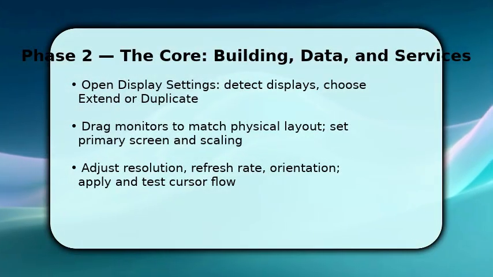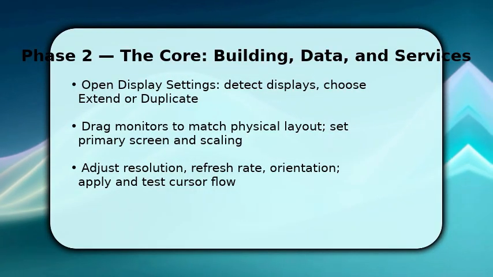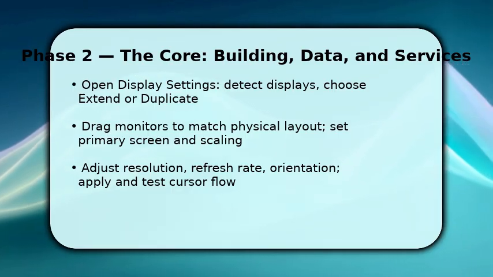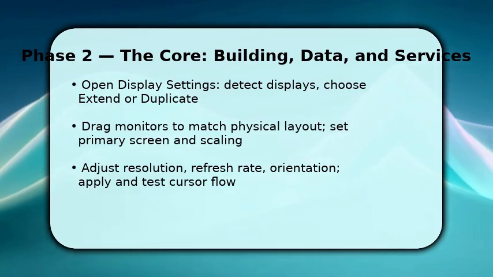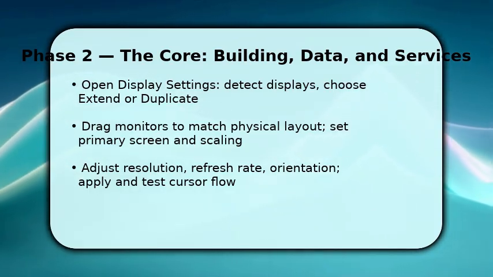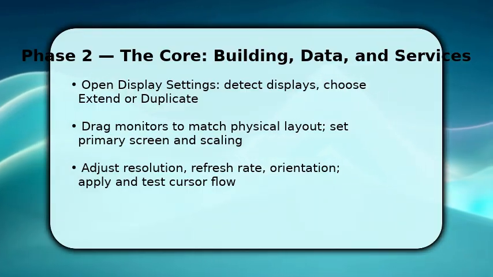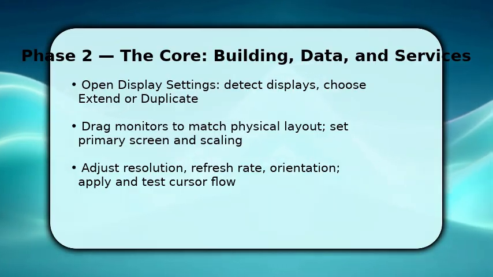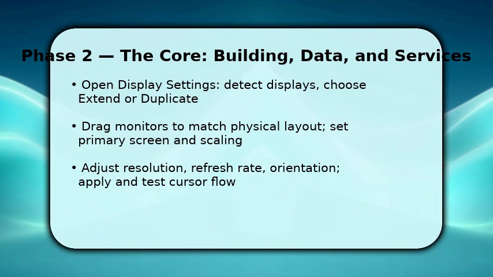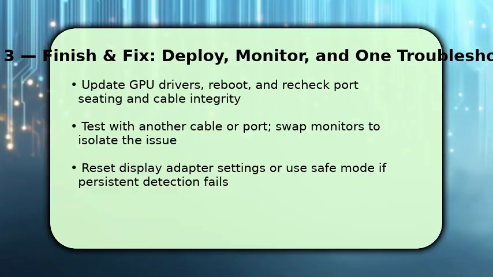Next, configure the operating system so your displays behave as you expect. Open Display Settings and have the system detect both screens. Choose Extend to create a larger desktop or Duplicate for identical output. Drag the on-screen monitor icons to match their physical layout. This determines cursor travel and window placement. Then set the primary display, pick correct resolution and refresh rate for each monitor, and adjust scaling so text and UI elements look proportional. Finish by optimizing performance and preparing to troubleshoot common failures.